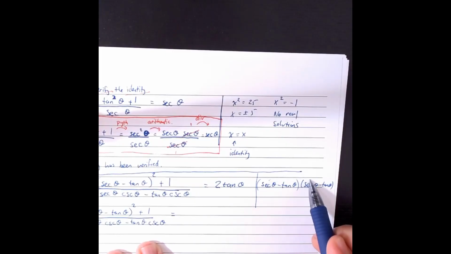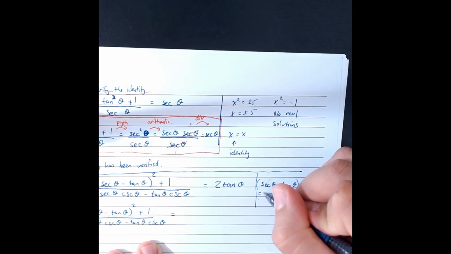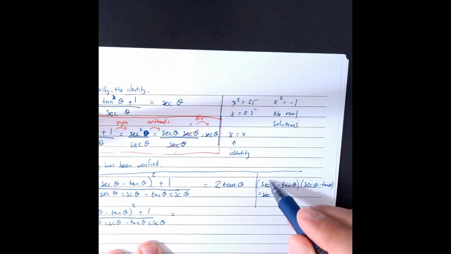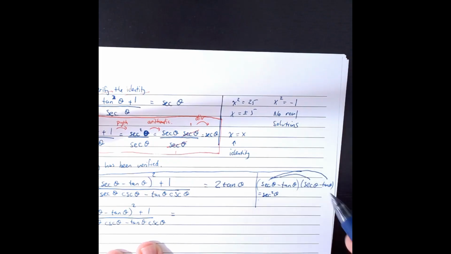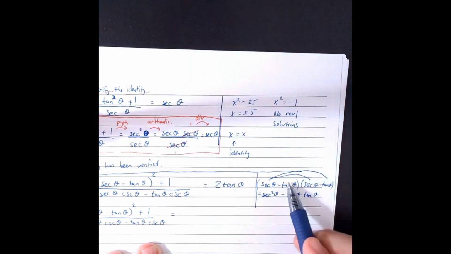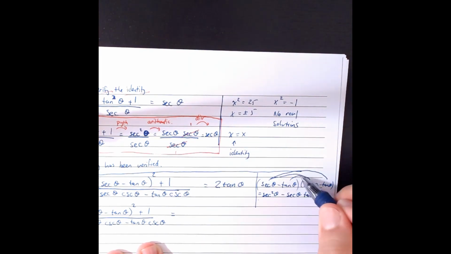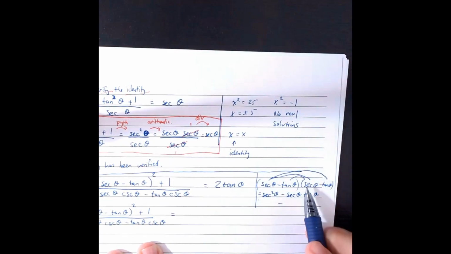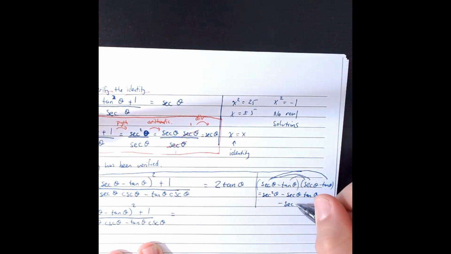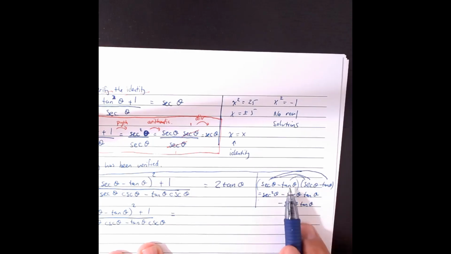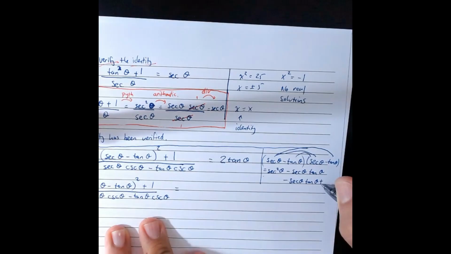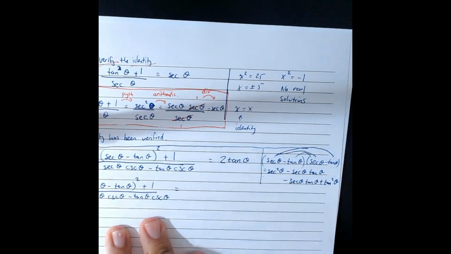All right, so secant of theta times secant of theta, that's secant squared of theta. Secant of theta times negative tangent of theta, well, that's negative secant of theta tangent of theta. Then I do it again. Negative tangent of theta times secant of theta, well, that's the same thing, right? Negative secant of theta tangent of theta. And then negative tangent of theta times another negative tangent of theta, double negative makes that a positive, tangent of theta times tangent of theta, that's plus tangent squared of theta.